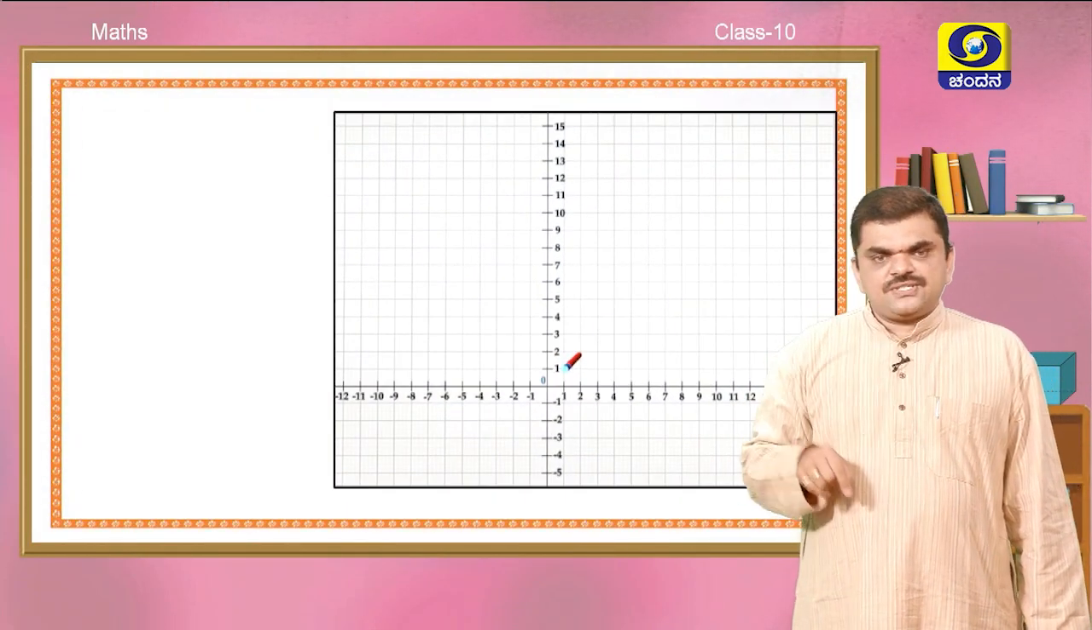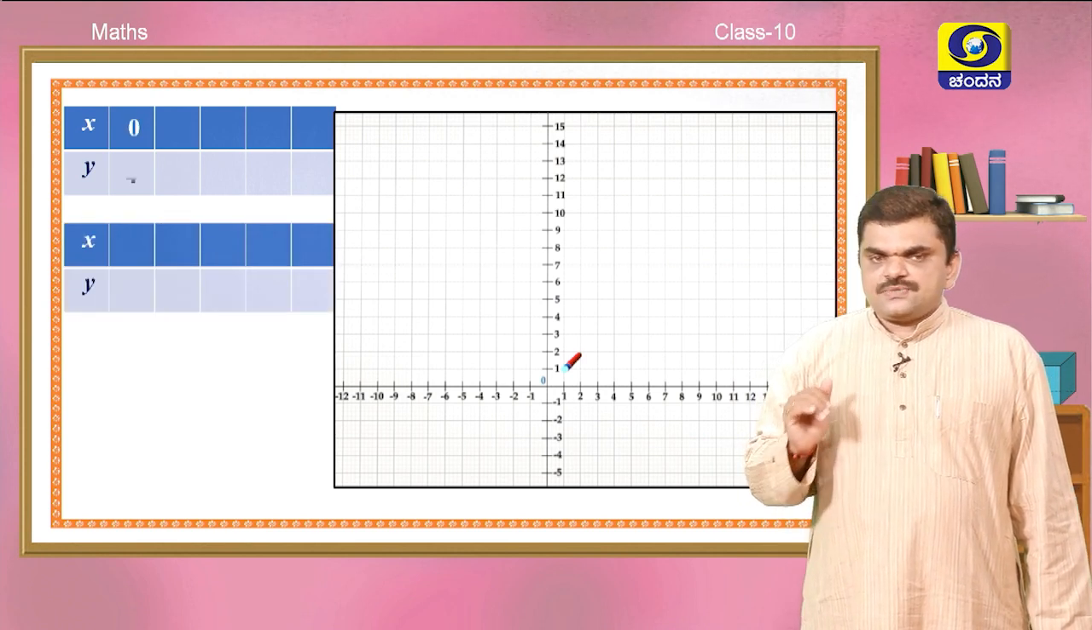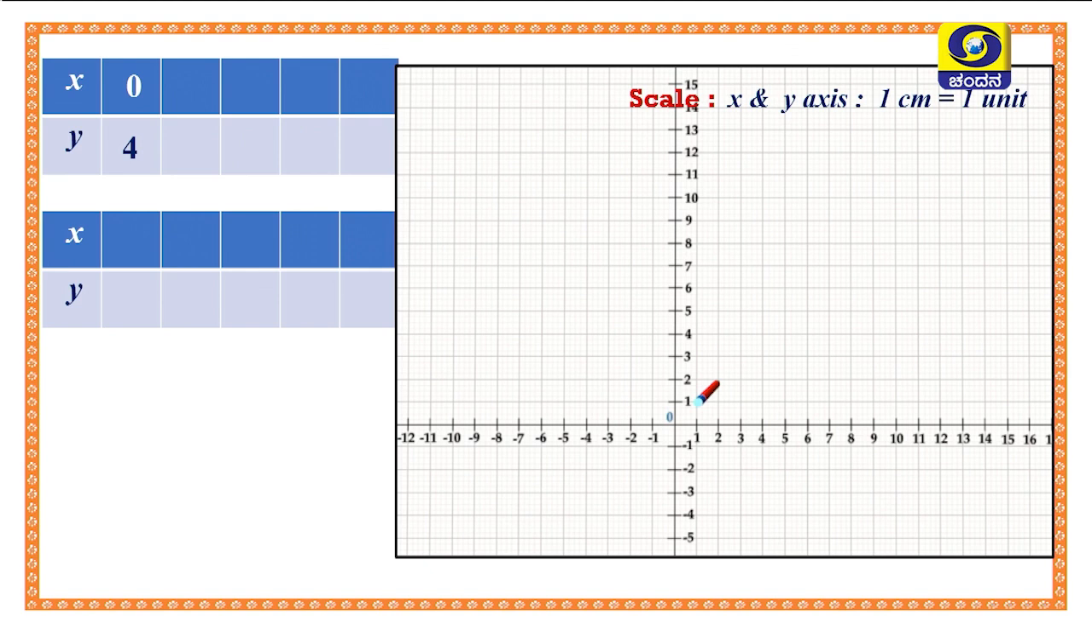First take the first table, that is x y, second table x y. If you want to plot any graph, without fail you have to write the scale. First, scale is very important. Here the scale on x and y axis is 1 centimeter is equal to 1 unit. So when x becomes 0, y becomes 4. Mark the point 0, 4. Where is 0, 4?